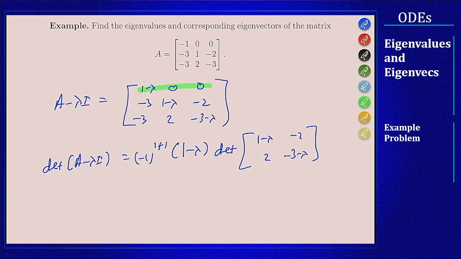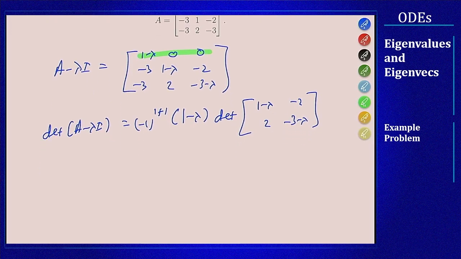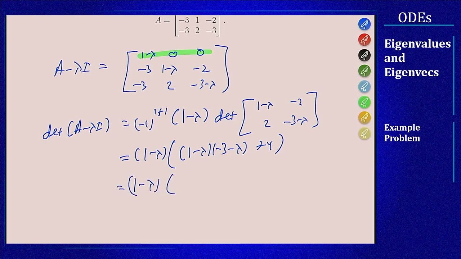And then we work out that 2 by 2 directly. It is an AD minus BC 2 by 2 matrix. And so I will end up with here a 1 minus lambda times 1 minus lambda minus 3 minus lambda plus 4. 1 minus lambda times lambda squared, I have plus 3 lambda minus 1 is plus 2 lambda, minus 3 plus 4 is plus 1.